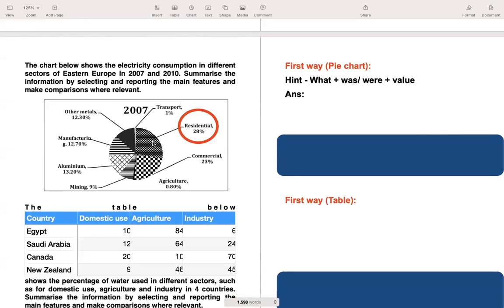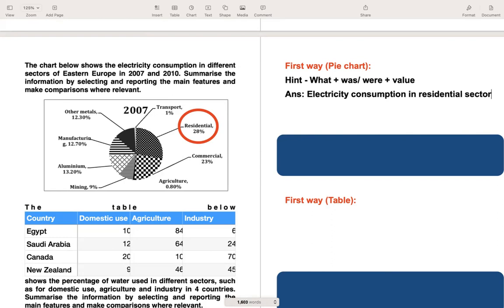No, I'm not asking whether it is highest or lowest. I'm just asking, what do I tell someone? If someone asks me, what is this, what will I answer? Electricity consumption in residential sector. That's what I'll say if I have to tell someone. Electricity consumption in residential sector.